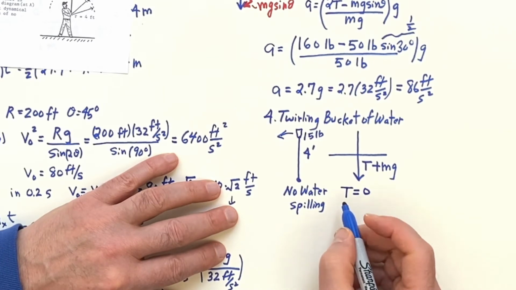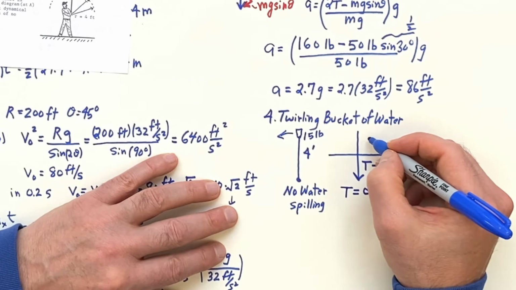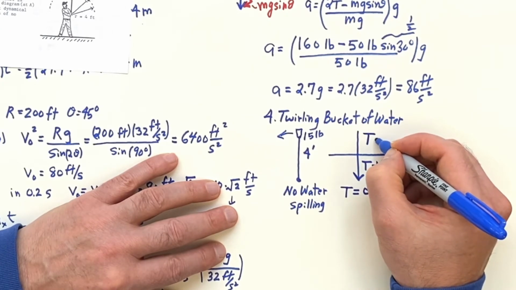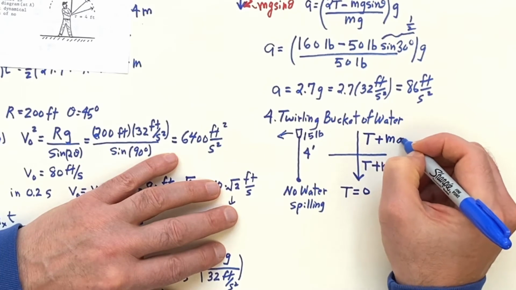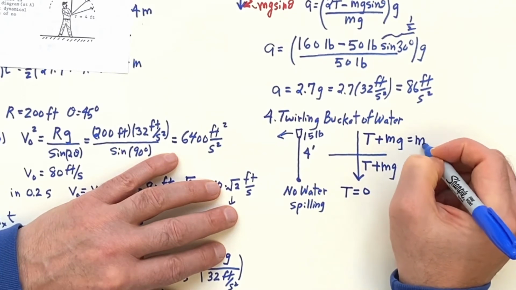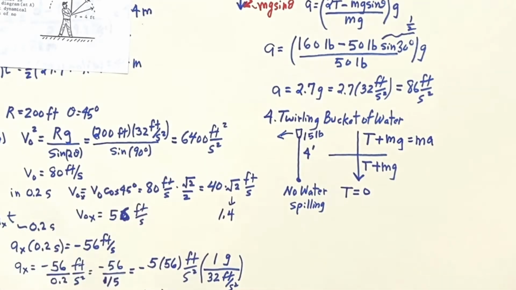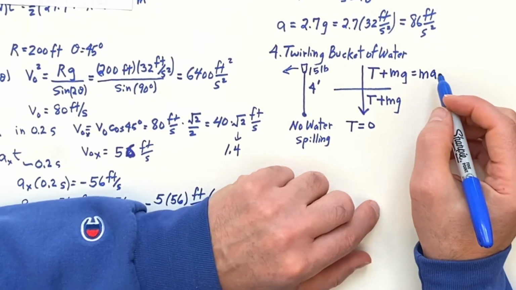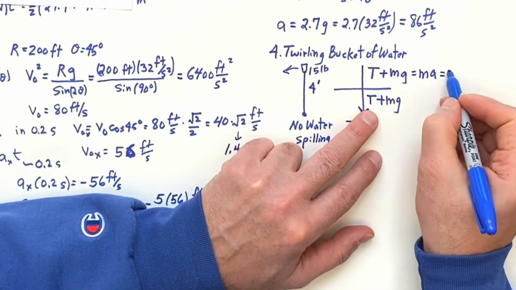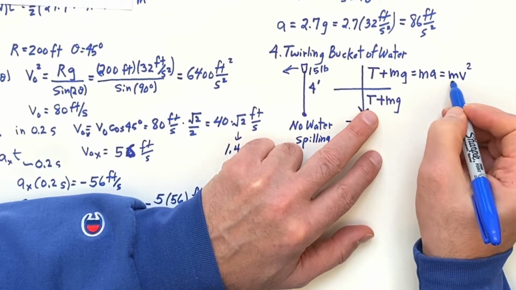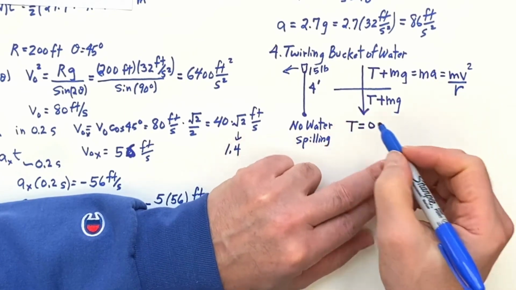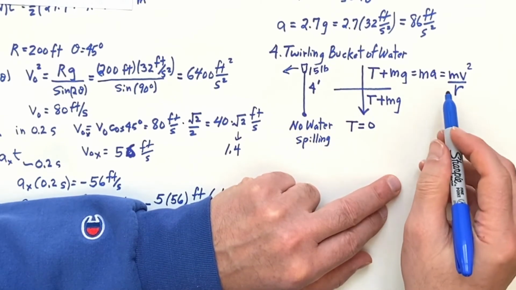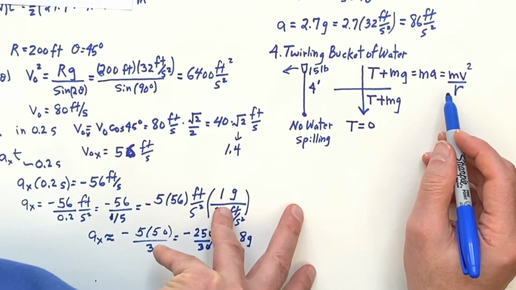So here, let me just write the equation down to get partial credit in case I make a mistake. Say T plus mg is equal to ma, and the ma is mv squared over r, because it's the acceleration due to circular motion. All right, so it's important to have that down. Make sure you get partial credit.